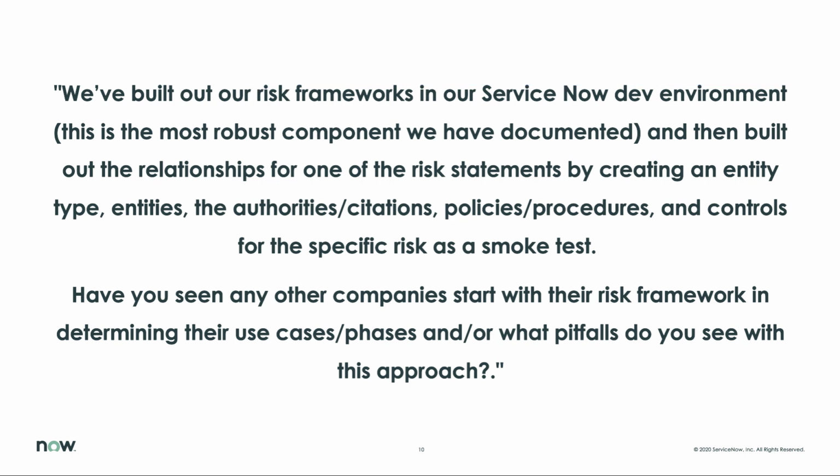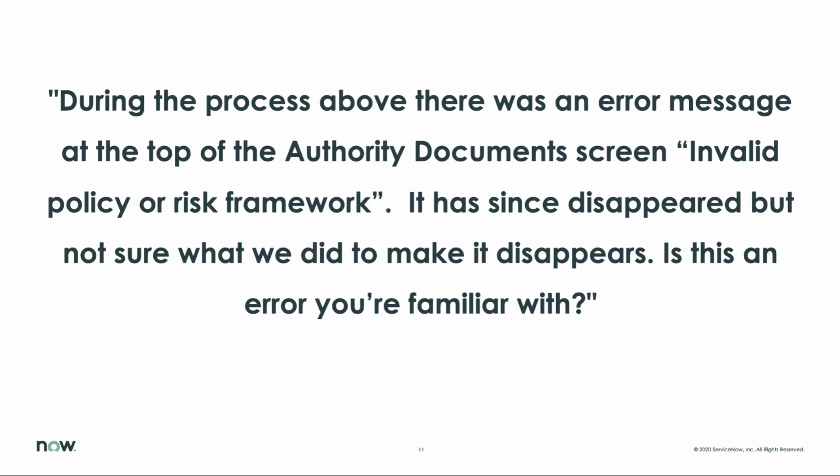All right, we're coming now to the last question. During the process that we just talked about, something unexpected happened: at the top of the authority document screen, there was something showing as invalid policy or risk framework. It has now disappeared. Do you think this is something common that they should be worried about, or is it just a temporary glitch? Rafael, do you want to take this one?